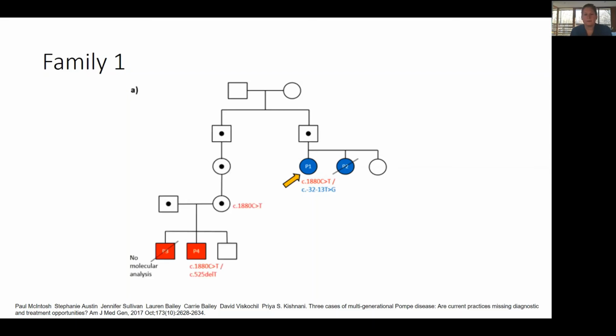Then as we move on, you can see here, P3 is a first cousin twice removed of P1 and P2, and was initially evaluated at age 2 months for difficulty latching with nursing, hypotonia, and a weak cry. Then at 4 months, P3 developed pneumonia, which was the cause of death.